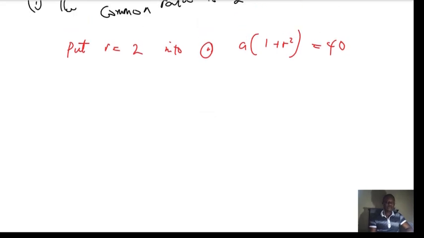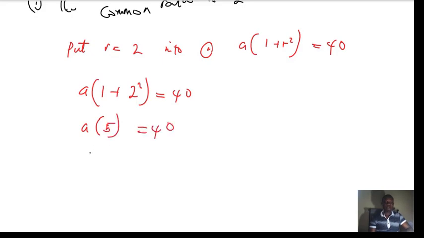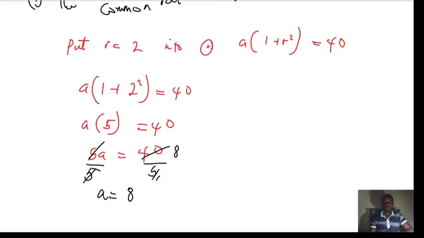Okay, so we have A bracket of 1 plus 2 squared equal to 40. So we have A bracket of 5 equal to 40, so 5A equals 40. Let's divide both sides by the coefficient of A, which is 5. This 5 will cancel this one, and 5 goes into 40 eight times. So we have A equal to 8.